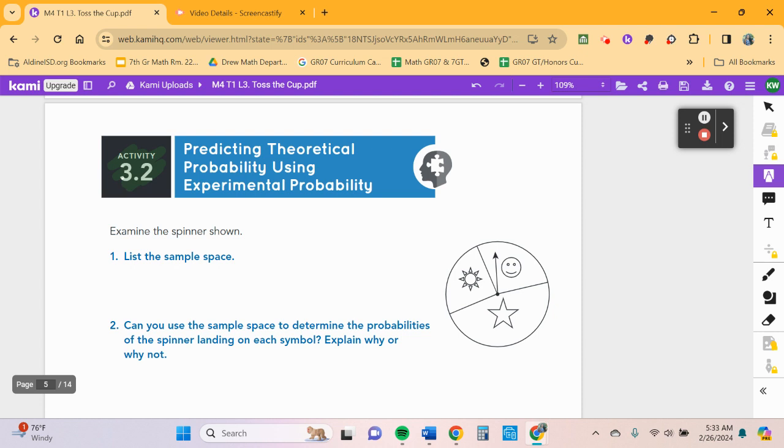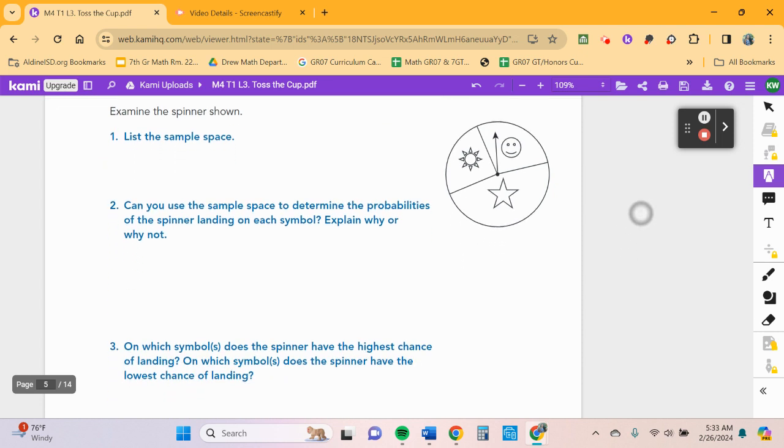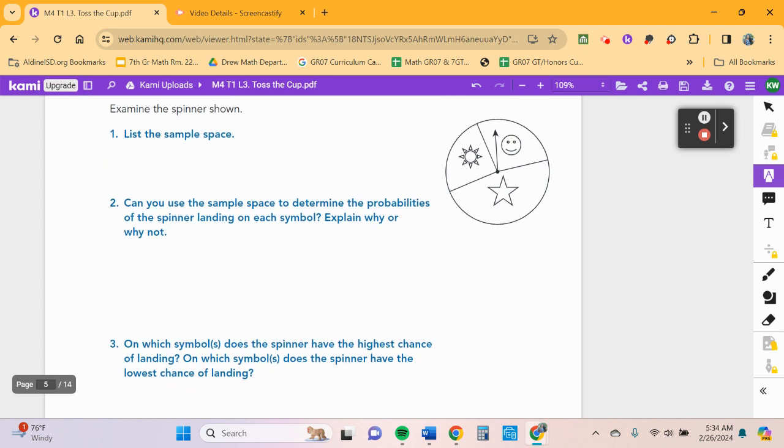First, now that we know what a sample space is, and we can answer questions about probability. Question number 2 says, can you use the sample space to determine the probabilities of a spinner landing on each symbol? Why or why not? And number 3 says, on which symbol does the spinner have the highest chance of landing, and which symbol does the spinner have the lowest chance of landing?